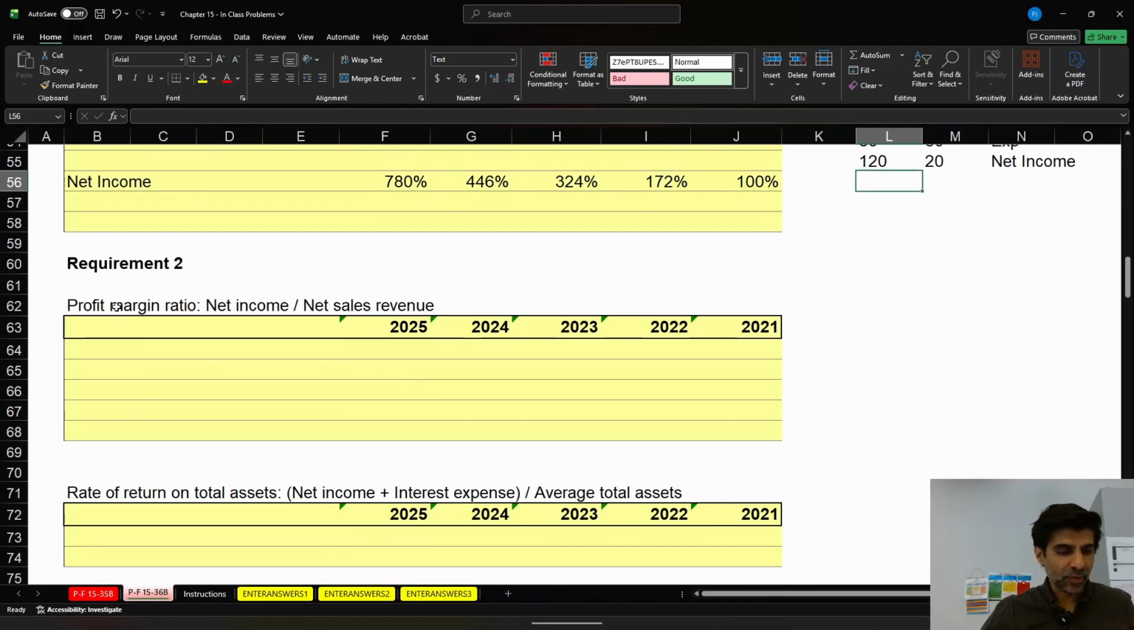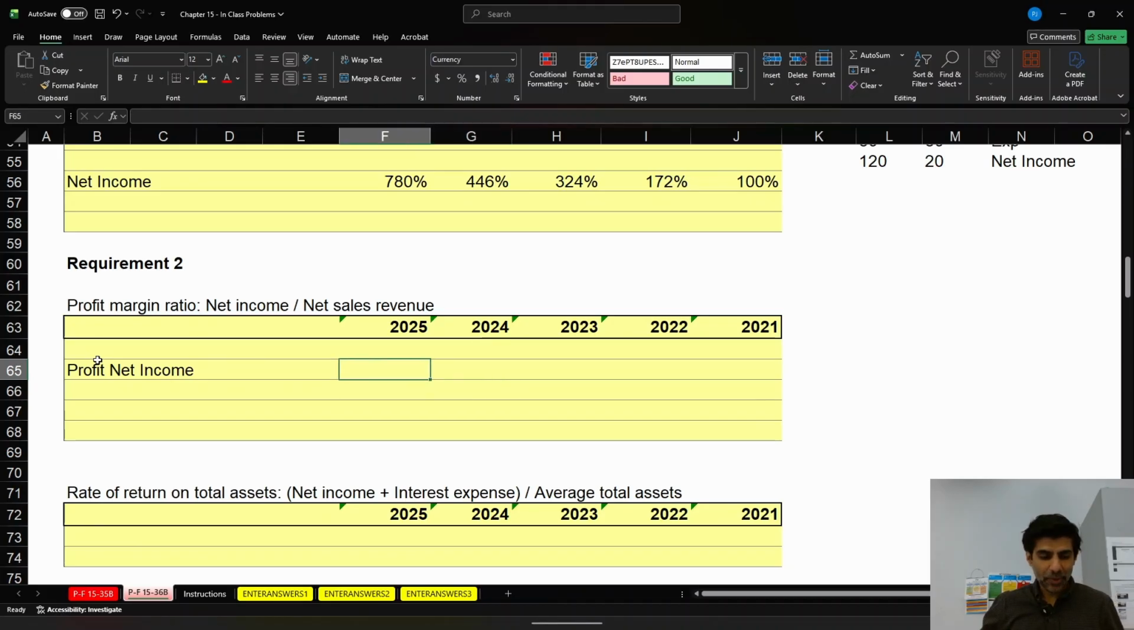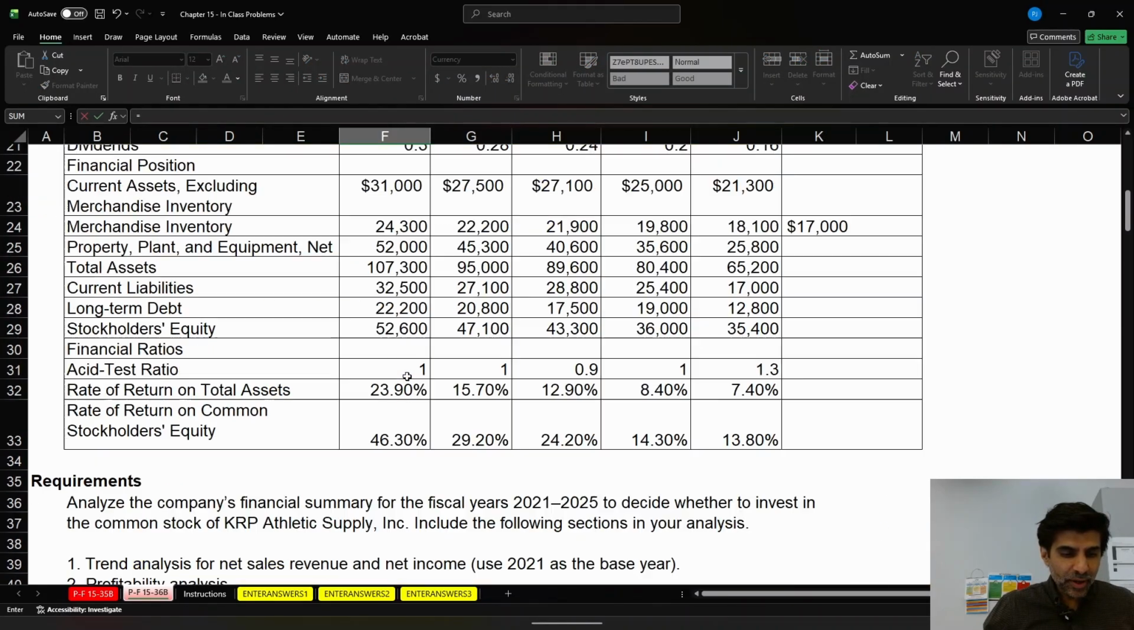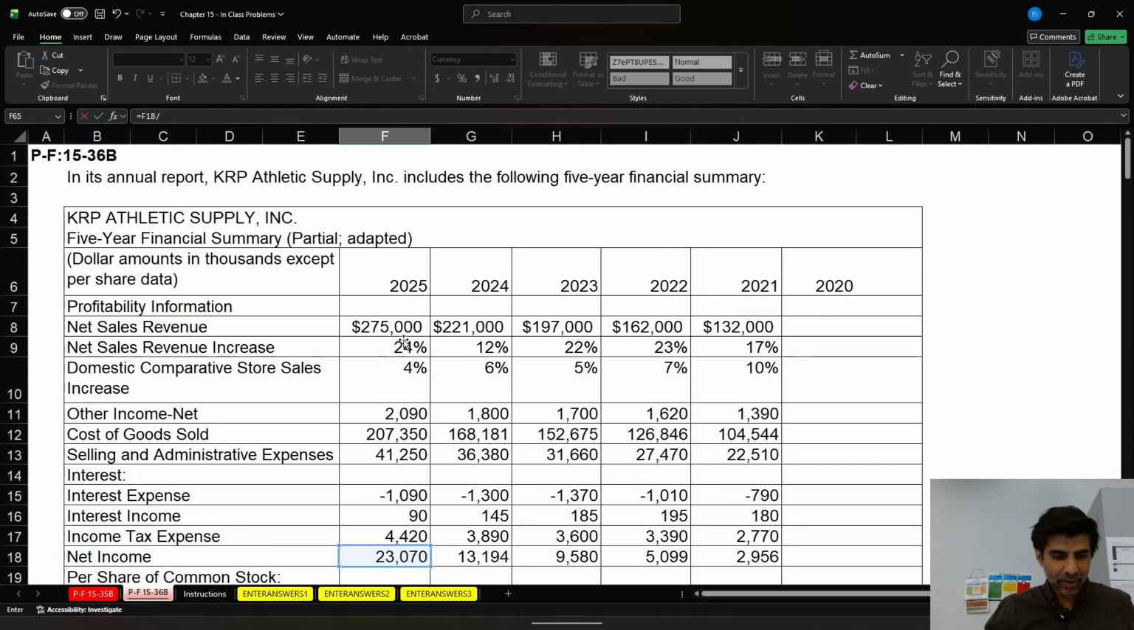Okay, so let's just do this next one. Profit margin ratio, net income divided by net sales revenue. So this is going to be our profit margin, also called the net margin, okay, because it's the net income or the net income margin. So it's going to be equal to our net income divided by our sales revenue. So this one doesn't need any dollar signs because each year the ratio is calculated independently.